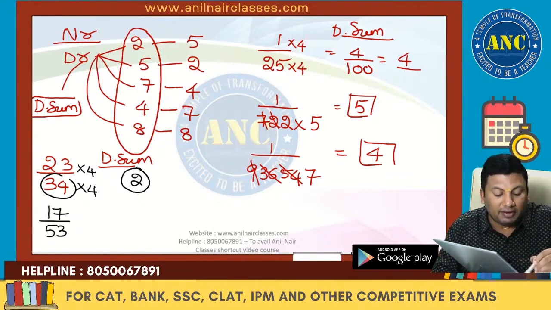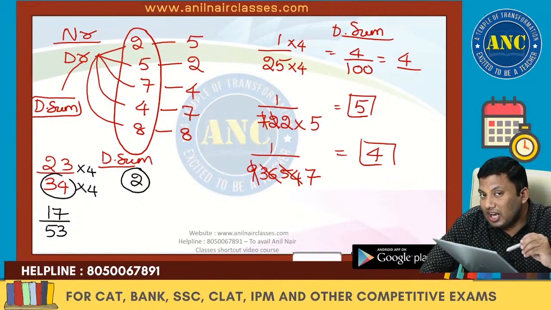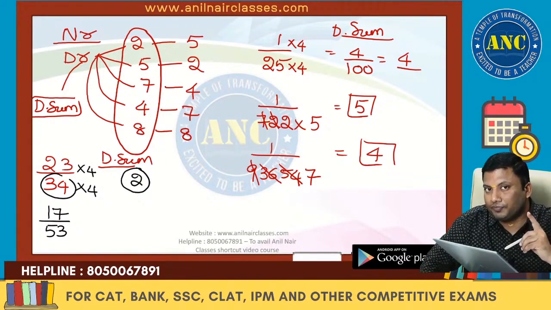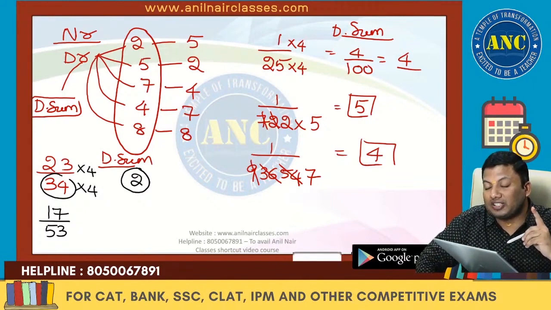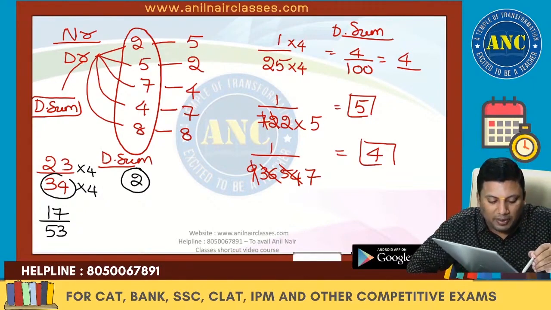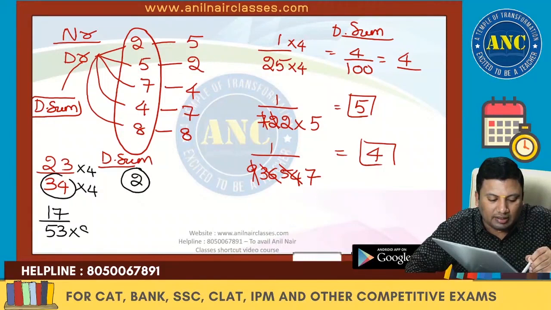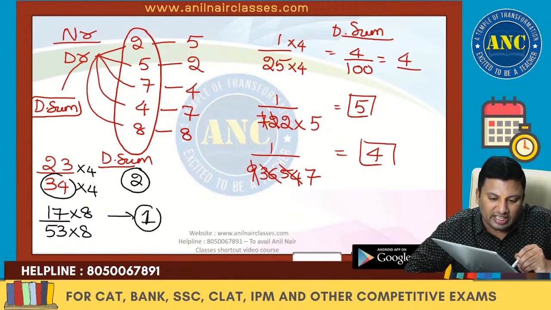17 divided by 53. I will use this concept again in DI, in comparison of percentages and other things. 5 plus 3, 8. 1 plus 7, 8. 8 8s are 64. 64, digital sum is 1.